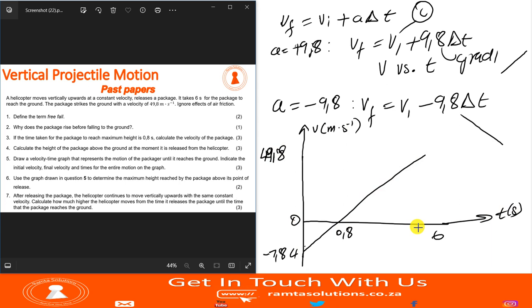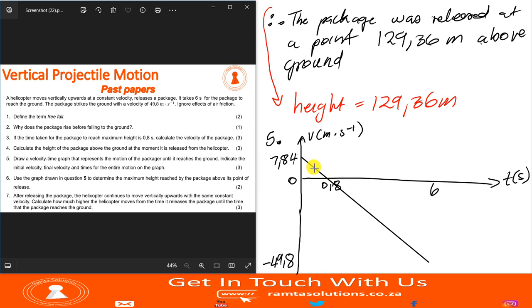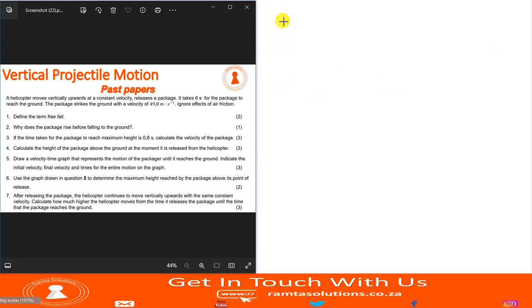So use your graph in question 5 to determine the maximum height reached by the package above its point of release. So I'm using this graph here, because they said we must use it, they didn't say to us we must use equations of motion. So we're going to find the area under the curve, because the area under the curve gives us the height. All right, let's see. It'll be number 6.